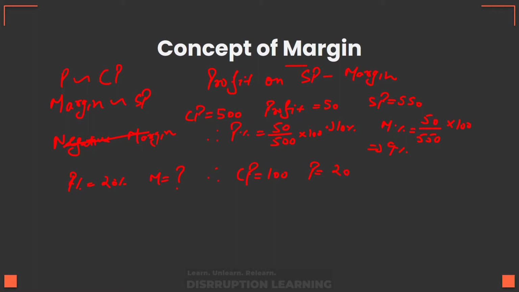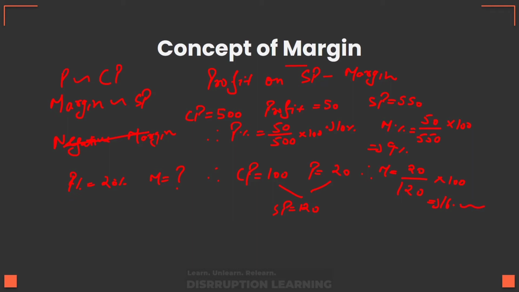So what would be the margin? Let's take 20 as the profit. Now CP is 100, profit is 20. So SP is going to be 120, right? So the margin percentage would be 20 by 120 into 100. Is 16 point something percent, right? It would turn out to be 16.67%.